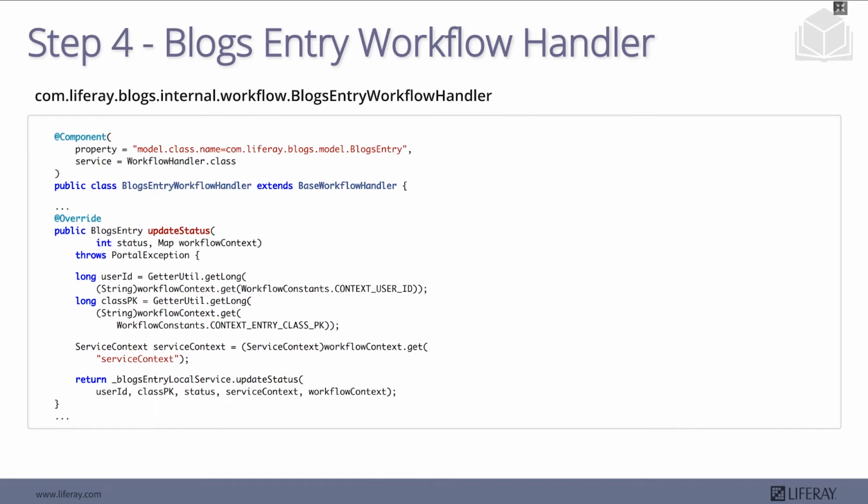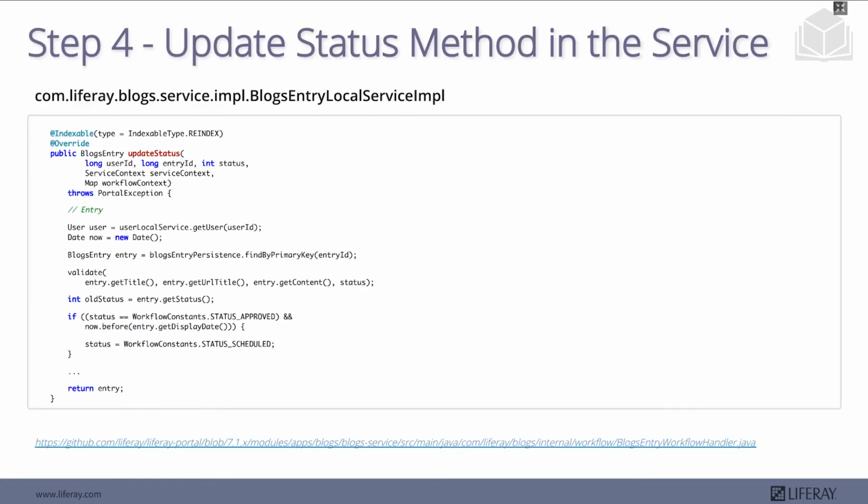So we start off with the workflow handler that extends the base workflow handler. We then target what exactly we are trying to integrate within the workflow engine, so blogs entry. And then from there, we're going to be checking our status to see, is it scheduled, is it approved, or maybe some other one. So a way in which we can update the status of our entity that's going through the workflow.